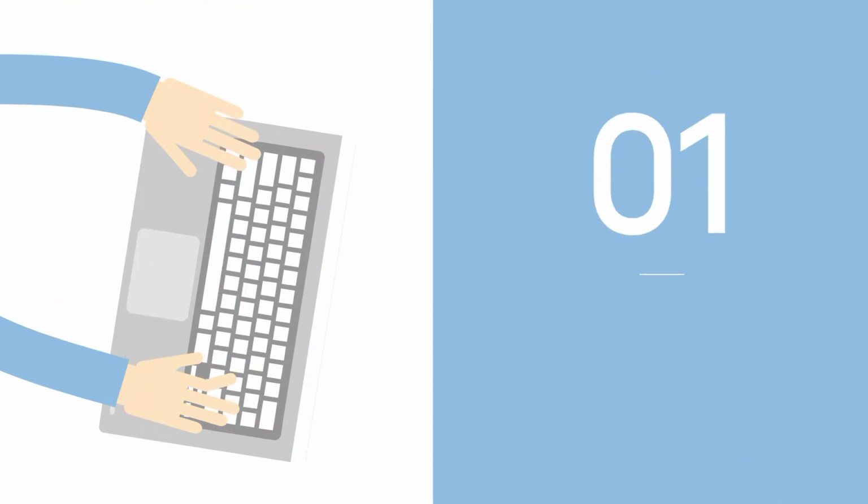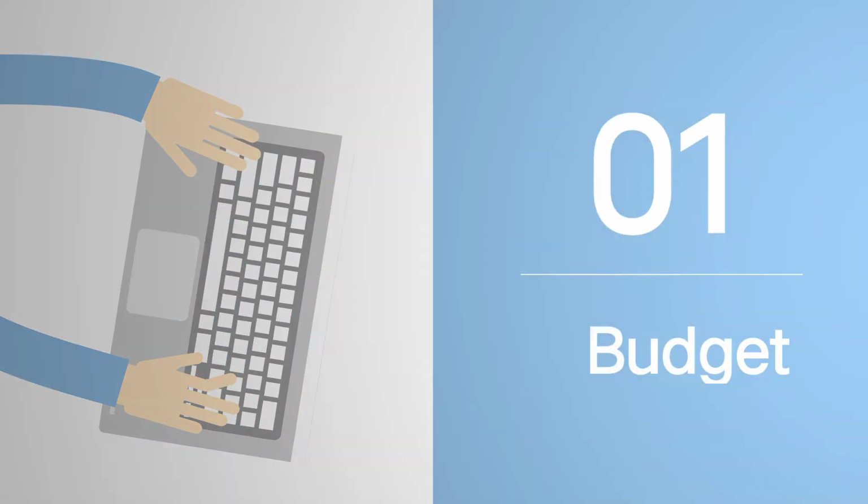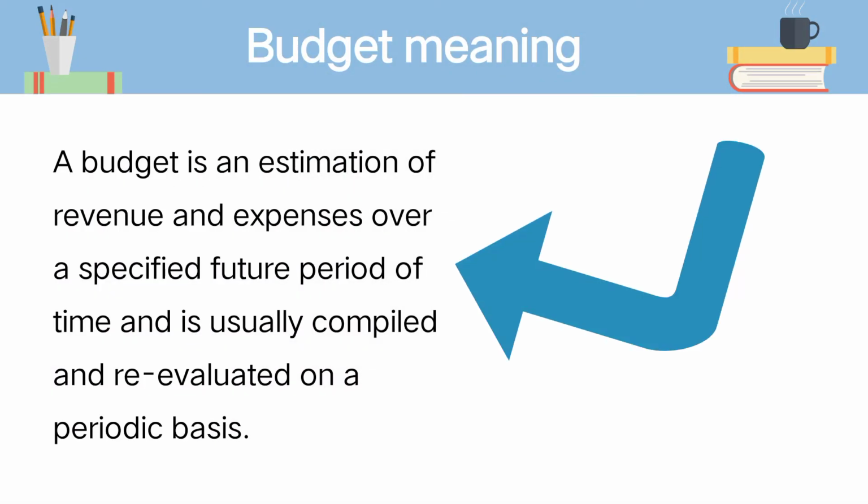First, let's see about budget. A budget is an estimation of revenue and expenses over a specified future period of time and is usually compiled and re-evaluated on a periodic basis. Budgeting ensures that money is allocated to those things that support the strategic objectives of the business. A well communicated budget helps everyone to understand the priorities of the business.